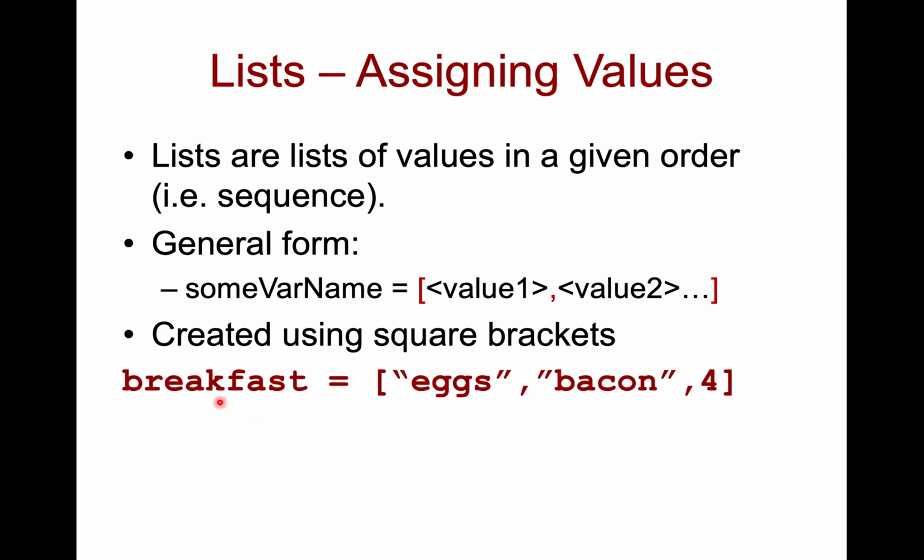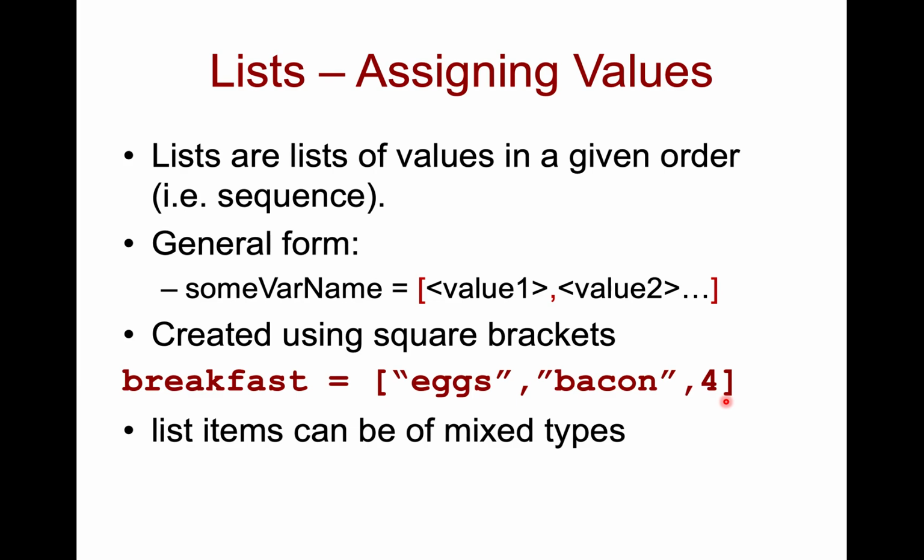Here I've created a list called breakfast, and we're assigning three items to it: eggs, bacon, and the number 4. List items can be of mixed types. You can see that in the previous line. Eggs and bacon are strings, 4 is an integer.